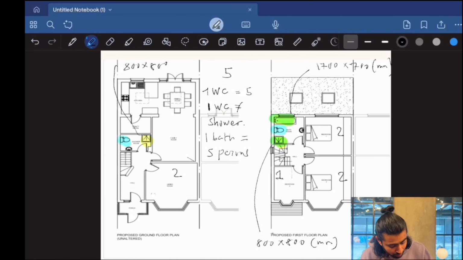However, we've now got 2, 4, 6, 7. But we only have facilities for 5. So actually, we can't house 7, we can only house 5. So that means the living room can only house 1 person. Bedroom 3 can only house 1 person. That's 1, 2, 3, 4, 5, 6. And then bedroom 1 maybe can only also house 1 person. So now if we've got 1, 2, 3, 4, 5, this is now a compliant HMO.